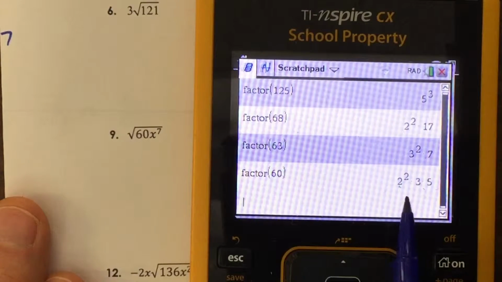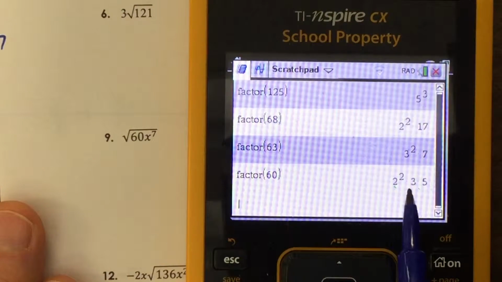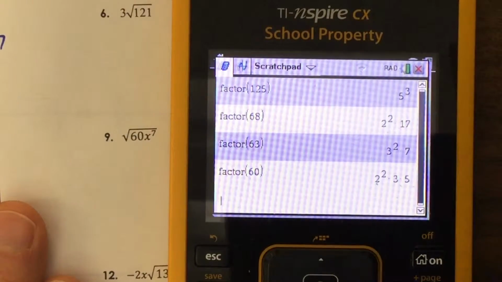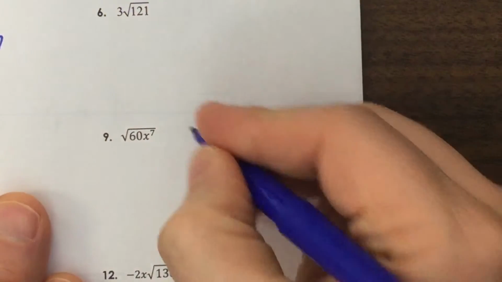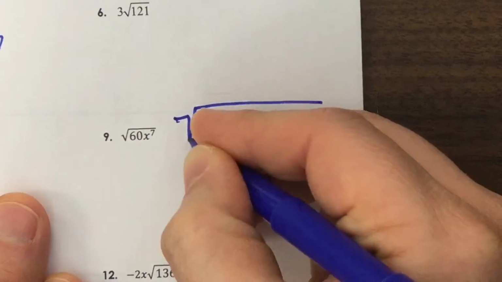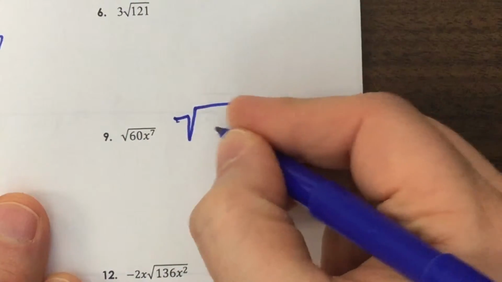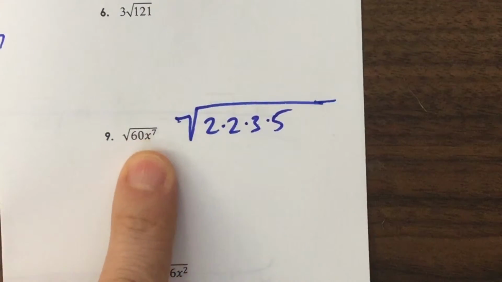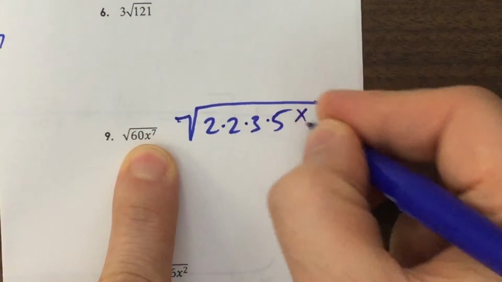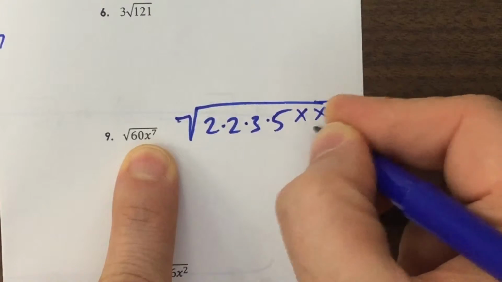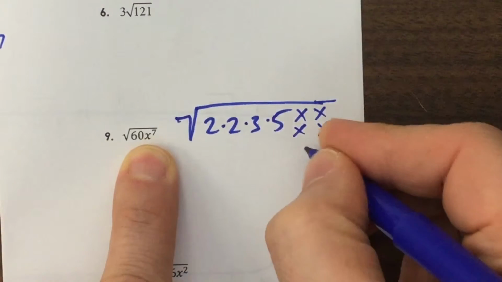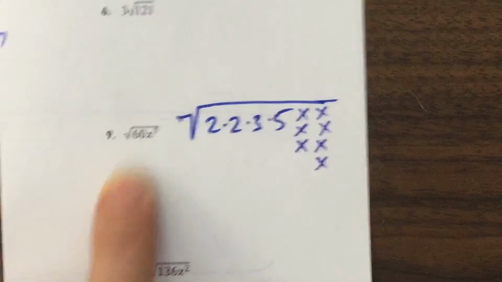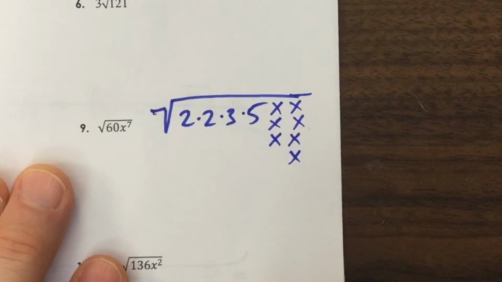I get 2 to the 2nd power times 3 times 5. I'm going to write that out as 2 times 2 times 3 times 5. I'm going to make this a big radical because I have a lot of x's in there. So 2 times 2 times 3 times 5. I'm also going to write out 7 x's. Now, as you get used to this, you're not going to need to write out all this stuff, but it's really a good visual way to help you get comfortable with this. Okay? This is all underneath my radical.